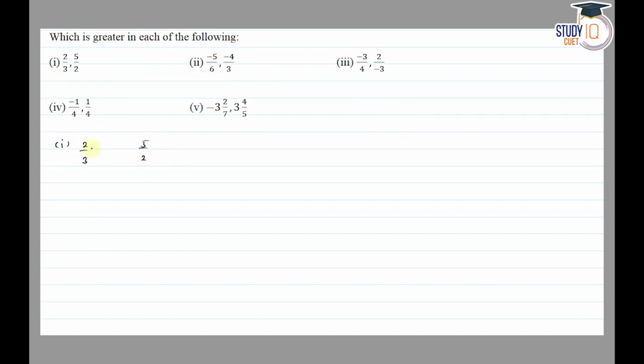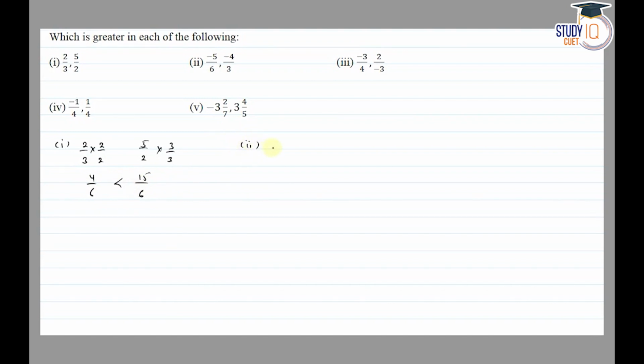So firstly हम इन्हें like fraction में कन्वर्ट कर देंगे. So like fraction में कन्वर्ट करने के लिए इसे हम 2 by 2 and इसे 3 by 3 से मल्टीप्लाई कर देंगे. So हो जाएगा 4 by 6 and 5 3 जा 15 by 6. So denominator same है. So हम numerator compare कर लेंगे. So 15 is greater than 4. So 4 by 6 is less than 15 by 6.